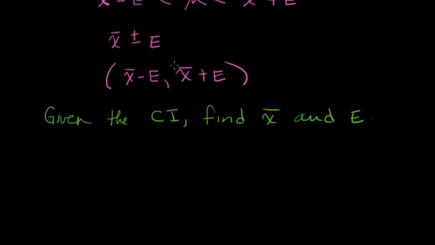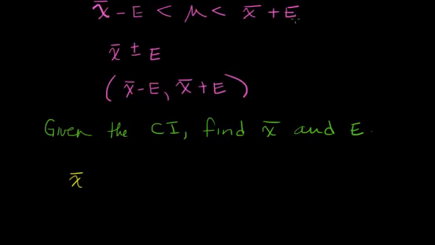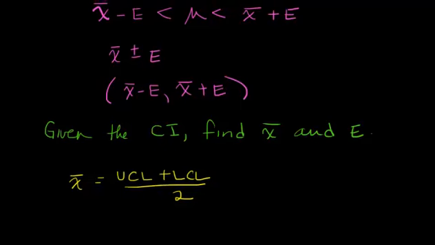So, x bar is just right in the middle of our confidence limits. So we take the upper confidence limit plus the lower confidence limit, and we take the average of those, and that'll give us the x bar that was used to create that confidence interval.